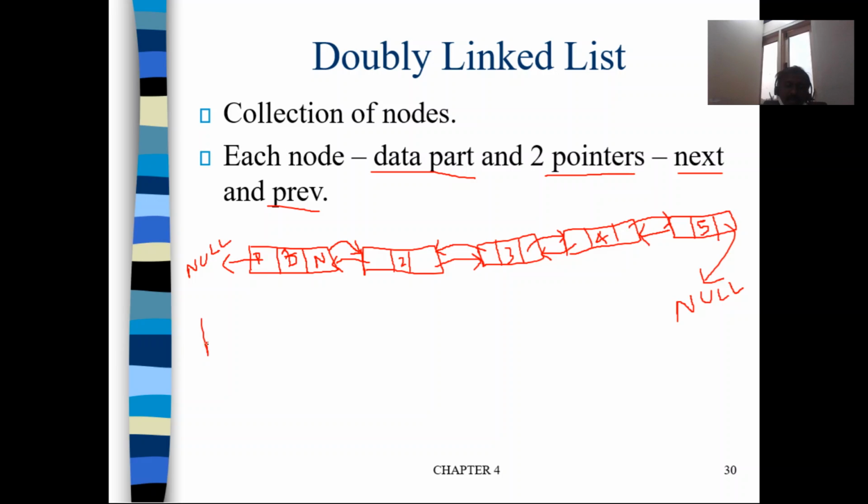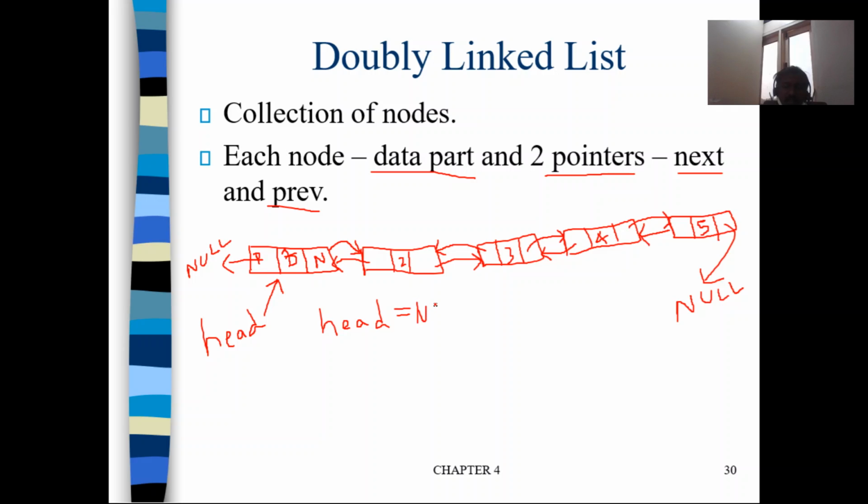So here also we have a head pointer, and the head pointer will always point to the first node, okay? Head pointer will always point to the first node. If the list is empty, if there is no node in the linked list, in that case the head will point to null, okay? These are common things which are applicable for any linked list.